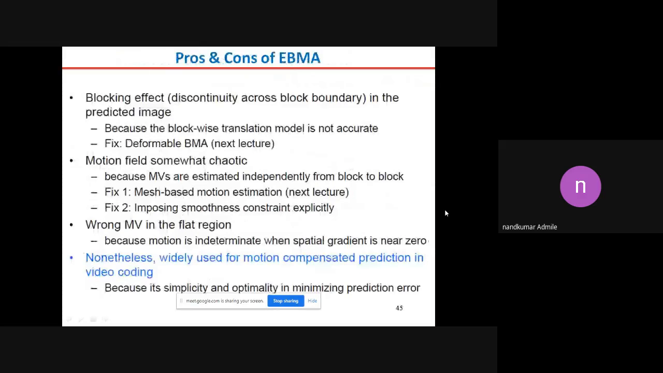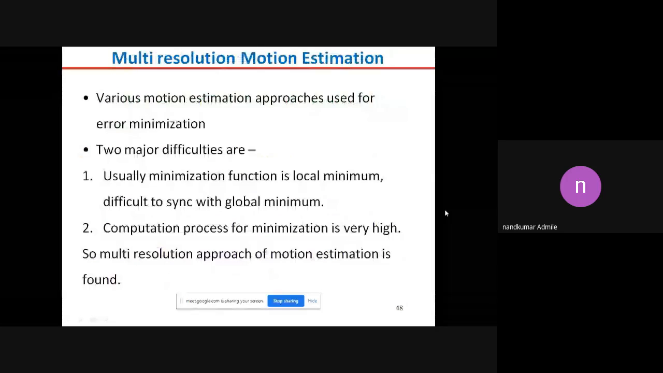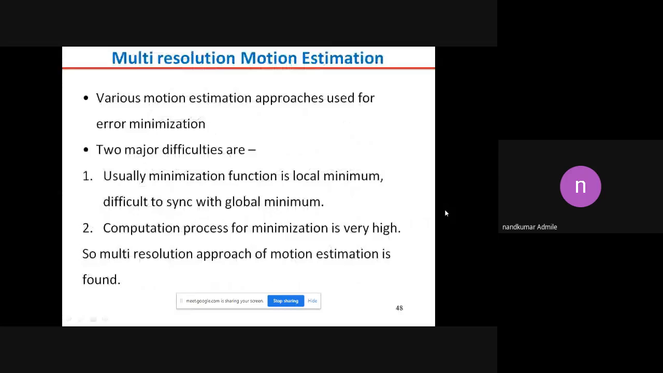Along with this there is another technique called the hierarchical search method. By using this also we can detect the motion in any orientation. The object might move from left hand side to right hand side, right to left, or from top to bottom, bottom to top. In all directions we can detect the motion by using the hierarchical search algorithm.